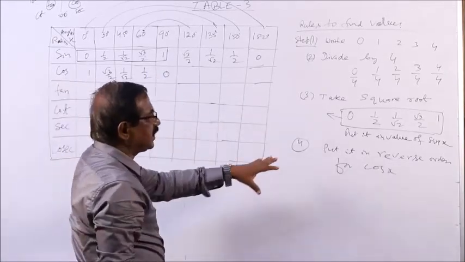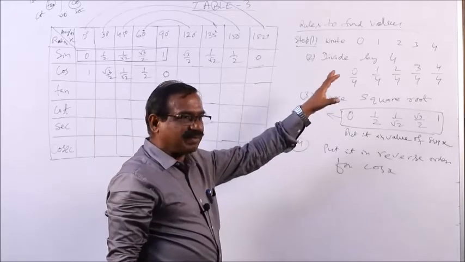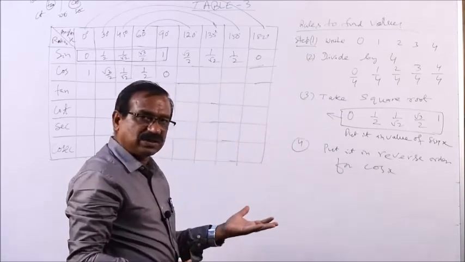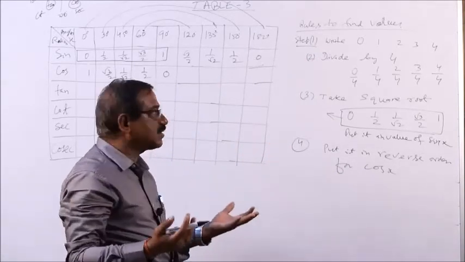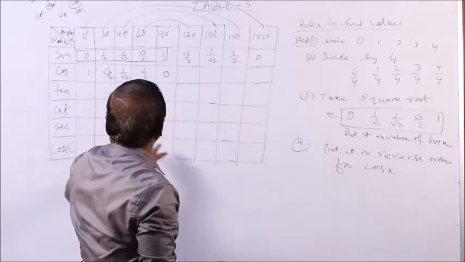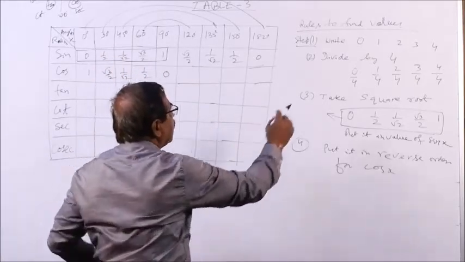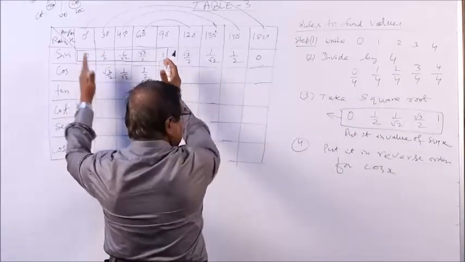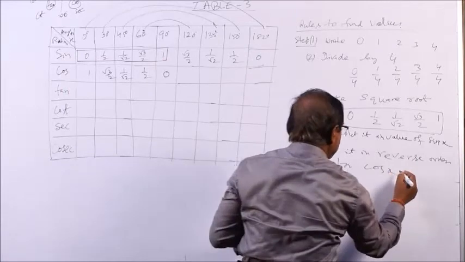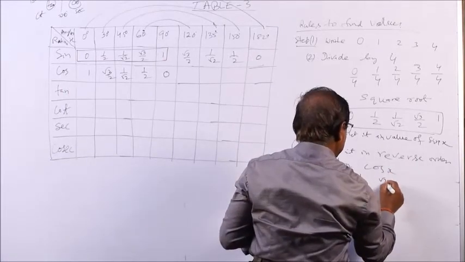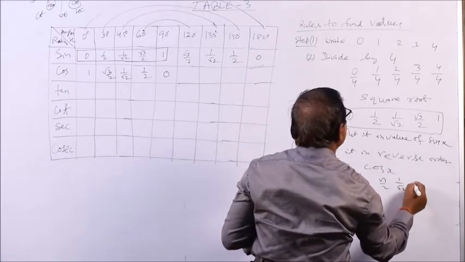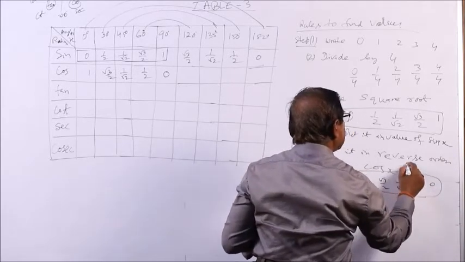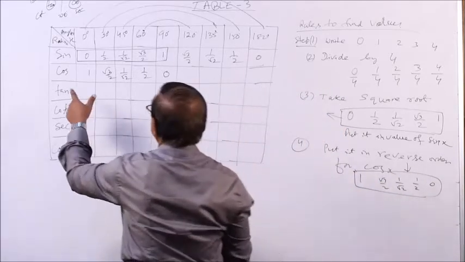So, it is not necessary to cram this thing, just remember these methods. Anyone can do this at any moment, even in the examination hall. You should not cram this, it is very easy. Write these numbers, divide by 4, take the square root, put them in the box here in sine, and the reverse order, that is 1, root 3 by 2, 1 by root 2, half and 0, this order is called the reverse order. Put the reverse order in cos x.